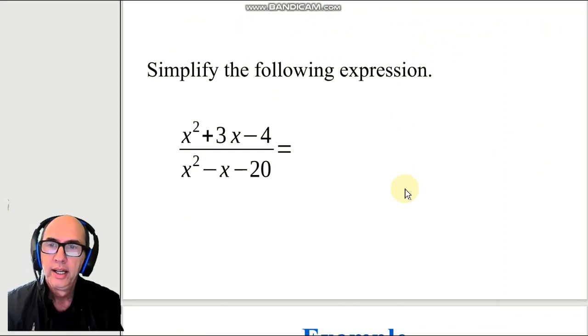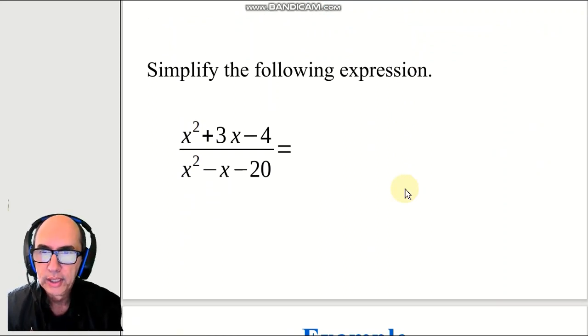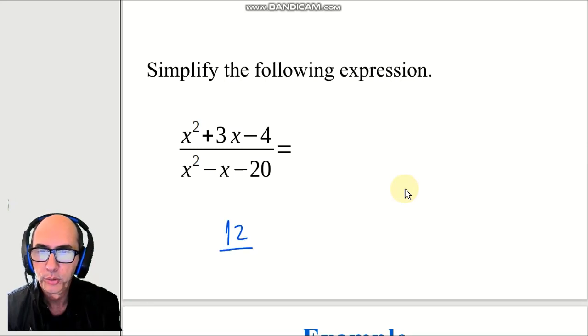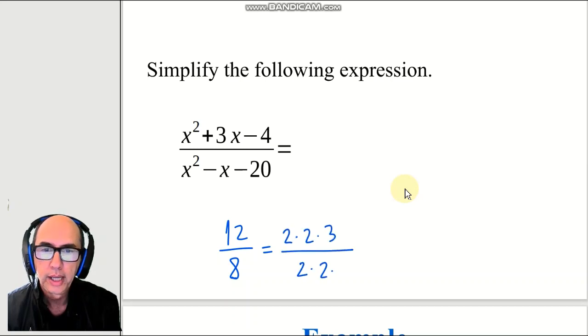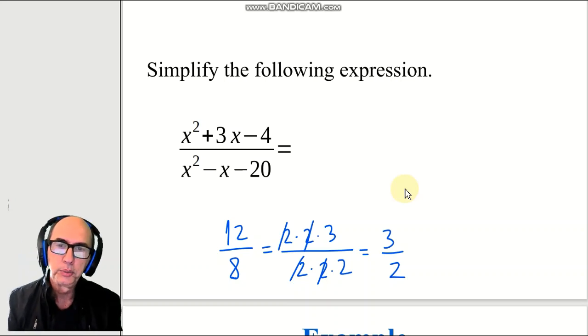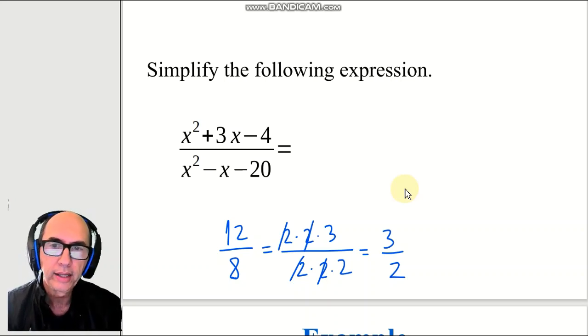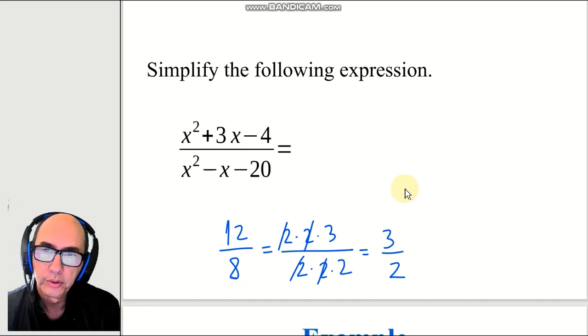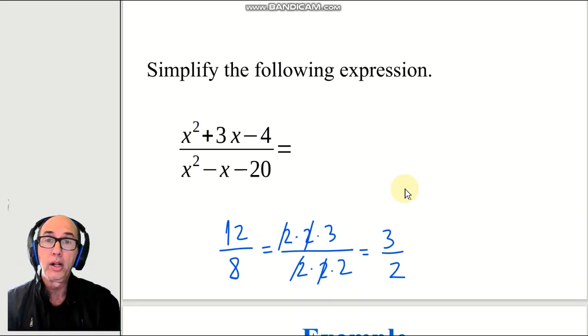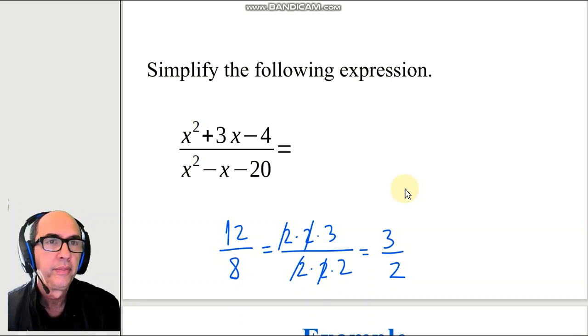Look, this kind of looks hard to simplify. Of course, in the last example, 12 over 8, you can break it down as 2 times 2 times 3 over 2 times 2 times 2, and cancel, 3 over 2. Actually, this is pretty much what we're going to do. We will factor the expressions using some knowledge from the last section that we covered, section 5.7.